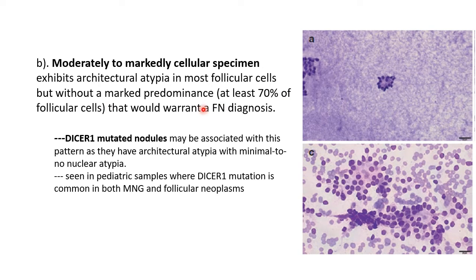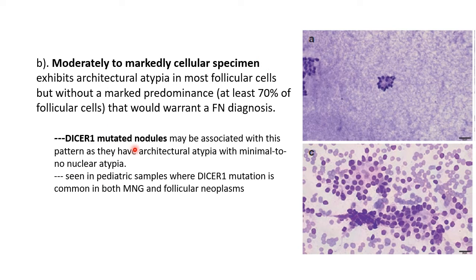That is, according to the WHO 2022, at least 70% of the follicular cells should show architectural atypia to call a diagnosis of FN. So if you have less than 70% of follicular cells showing architectural atypia in a moderate to markedly cellular specimen, it should be called AUS with architectural atypia.